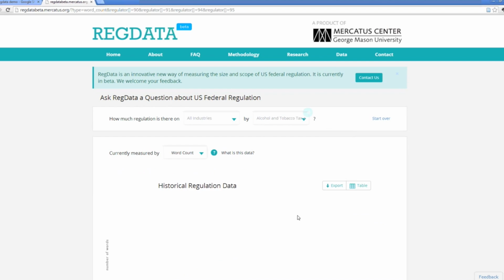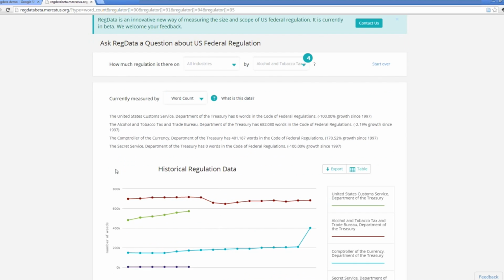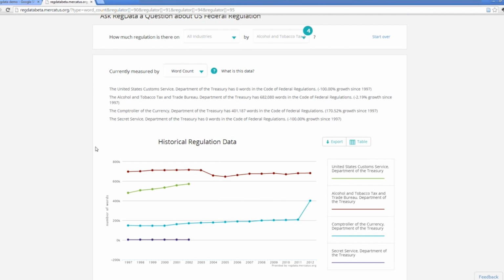Now, those of you who pay attention to regulatory matters, you realize that Secret Service is no longer in Department of Treasury, and that you see the series ends right there. That's 2002. United States Customs Service, no longer in Treasury. The series ends in 2002, and that's 571,000 words. That's what happened. Those two offices were moved over to DHS.